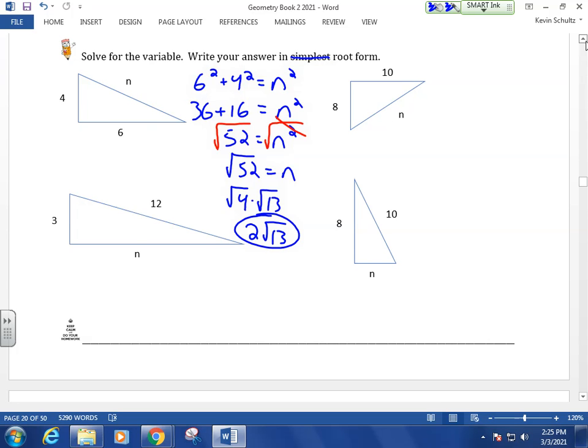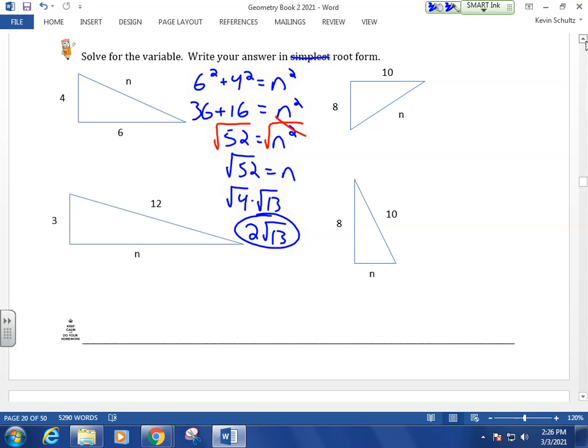And you can always check to see if you did this correctly. In your calculator, if you take the root of 52, you'll get a nice, long, nasty decimal, 7.2 something, something, something. If you then take 2 times root 13, you'll get the same nasty decimal you got the first time.